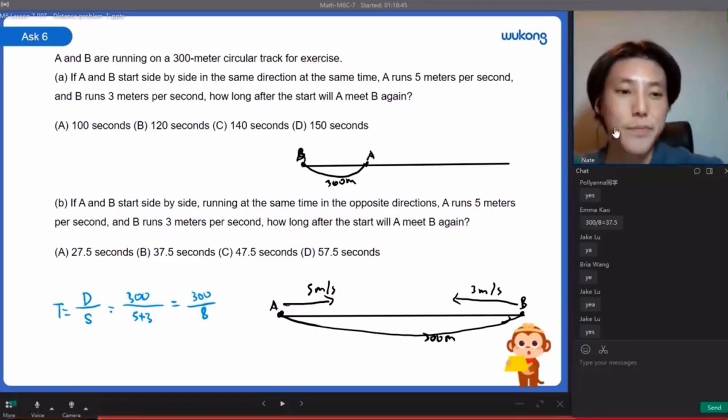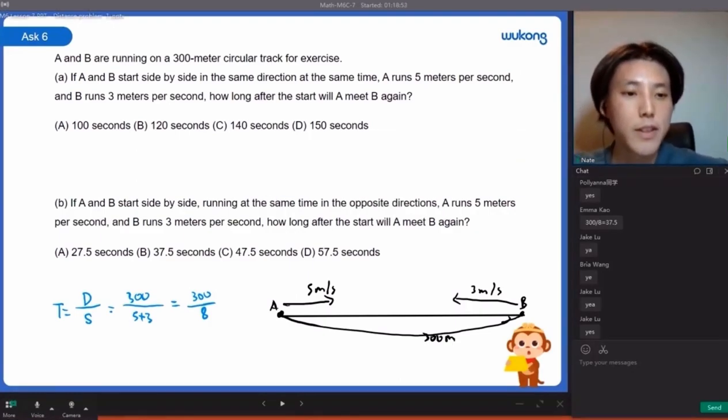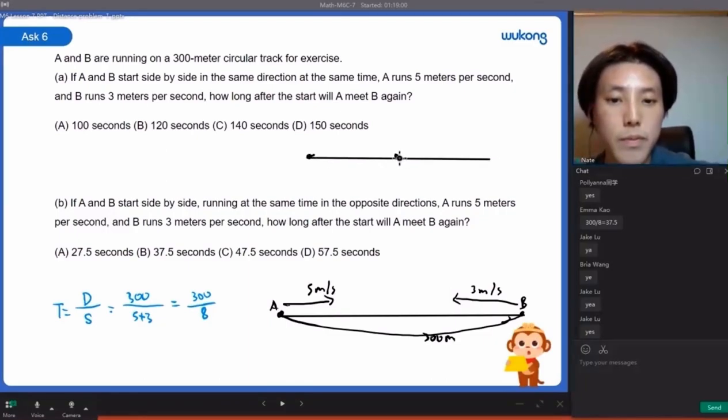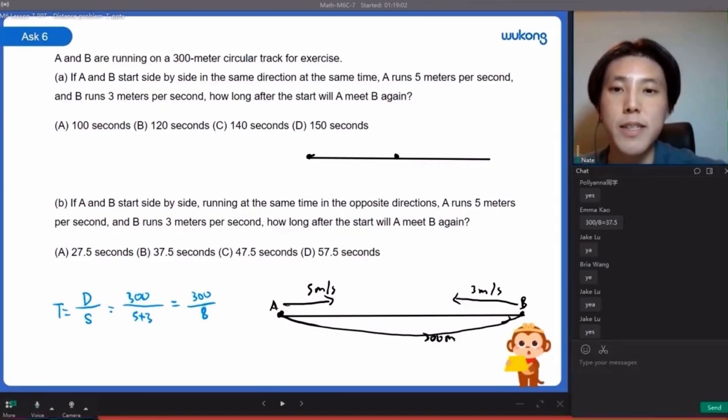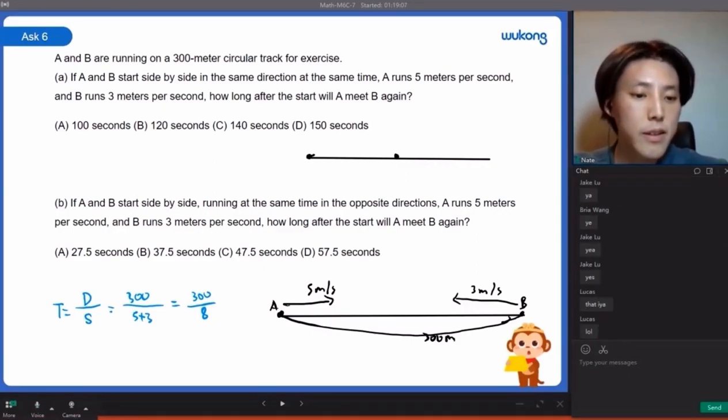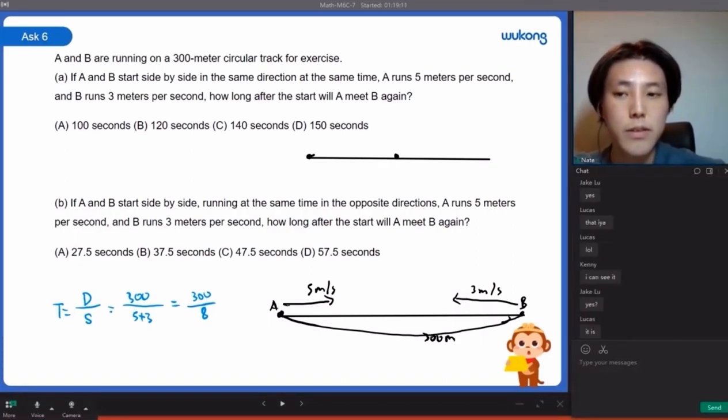Oh, what's wrong with my diagram? There's something wrong with my diagram here. I'm getting messages that some of you guys can't see it. Is everything okay? Okay. All right. Is it okay for you? All right.